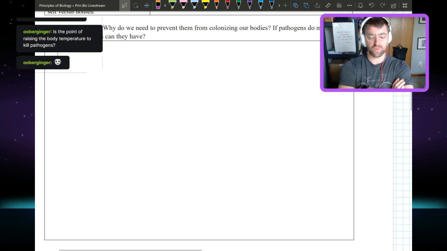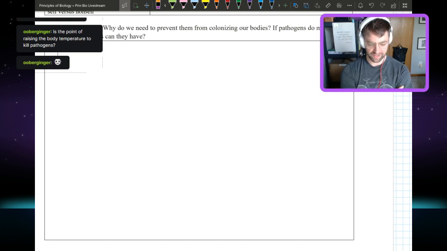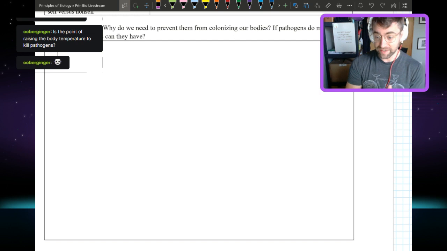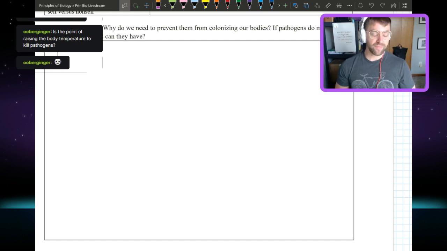All right, so what are pathogens? Why do we need to prevent them from colonizing our bodies? And if pathogens do manage to colonize, what effects can they have? This is what you guys are asking about right now, which is great. So again, from our chart, a pathogen is a generic term for any disease-causing organism. Let's go ahead and write that down.